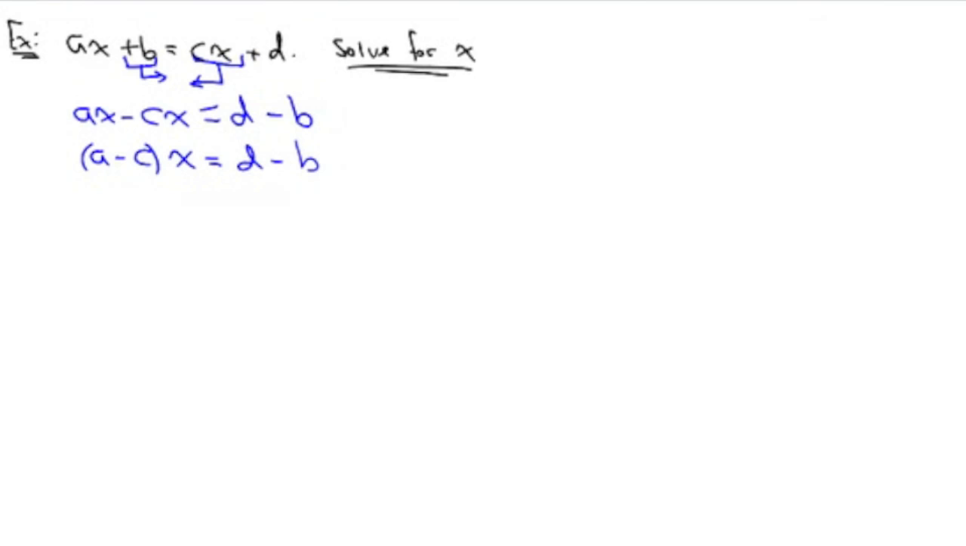All right, now I have one instance of x. What do I do next? Divide the quantity a minus c over to the other side. So you get d minus b over a minus c.